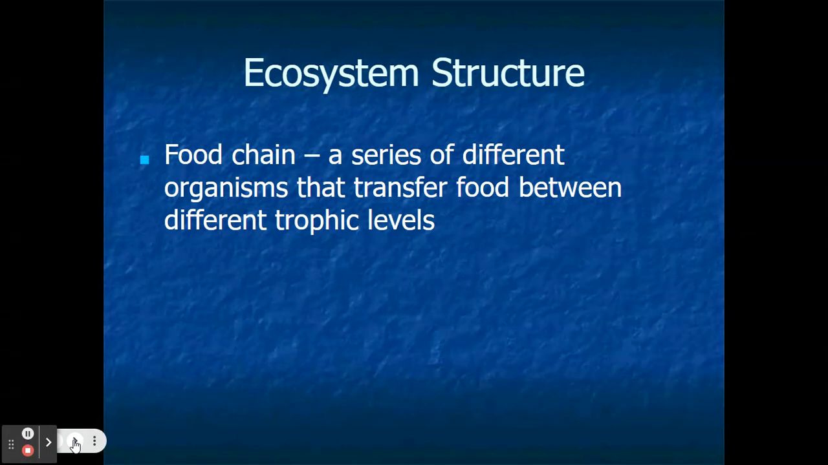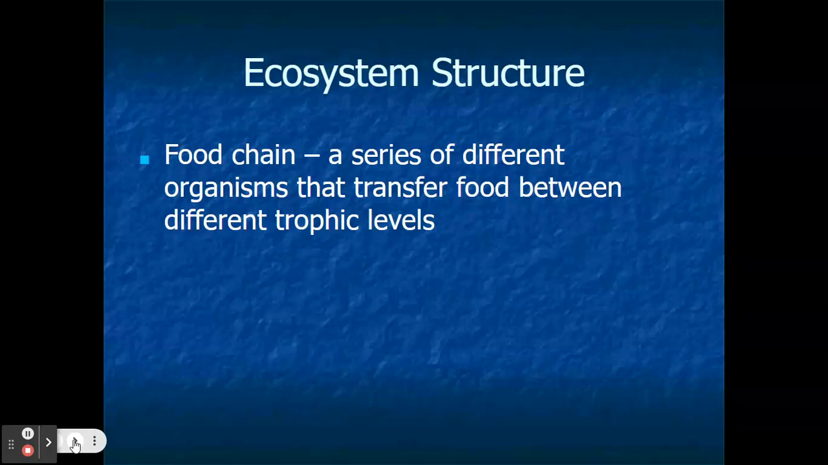So I kept throwing around this word food chain, right? A food chain is literally a series of different organisms that transfer food between different trophic levels. In other words, I have my producer, my plant, that gets eaten by my herbivore, which is my primary consumer, which then gets eaten by something else, which would be my secondary consumer.